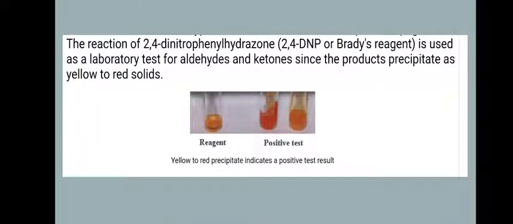This slide shows different colors. On the left hand side is the reagent 2,4-dinitrophenylhydrazine, and on the right hand side you have positive tests for aldehydes and ketones, since the products precipitate as yellow or red solids. So these yellow or red solids on the right hand side indicate a positive result for an aldehyde or ketone.